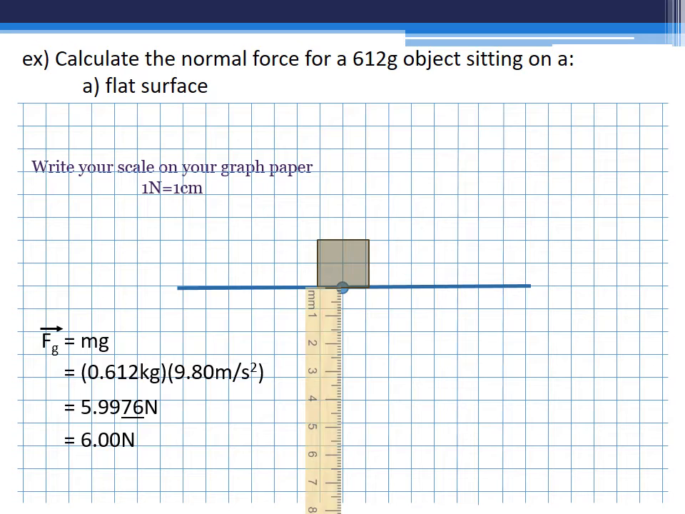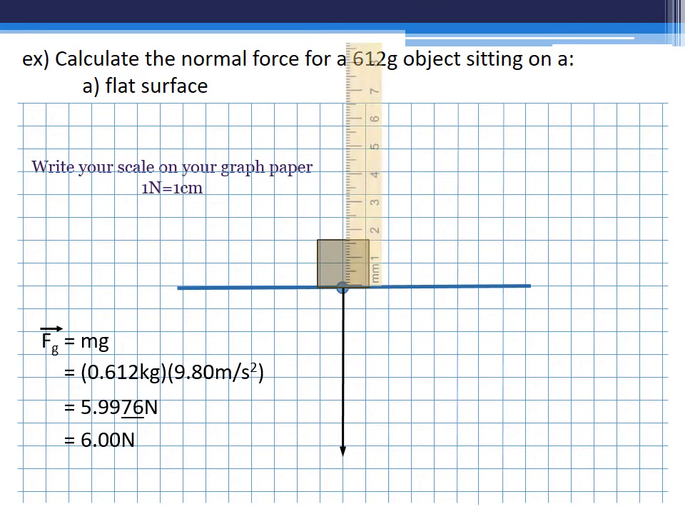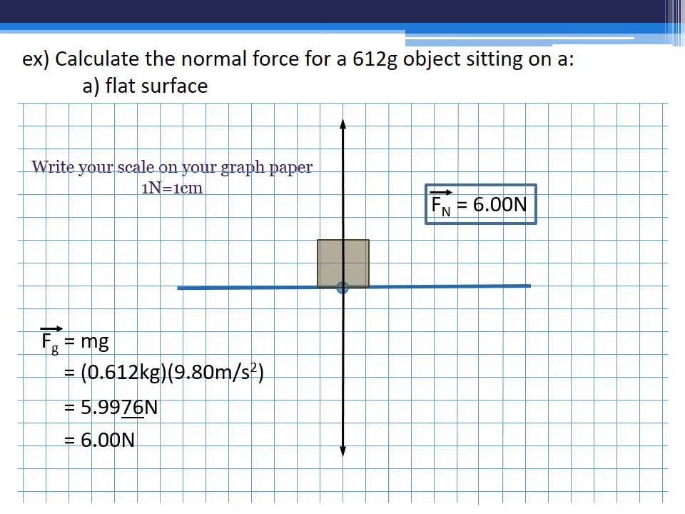So I'm going to take my ruler. I'm going to measure down 6 centimeters and draw Fg. Now, if Fg is pushing down, the table is pushing back up. And since the box isn't moving, it is pushing up with a force that is equal but opposite to what the force of gravity is in this situation. So I'm going to take my ruler, measure up 6 centimeters, and I'm going to draw the normal force. And the normal force is equal to 6.00 newtons.